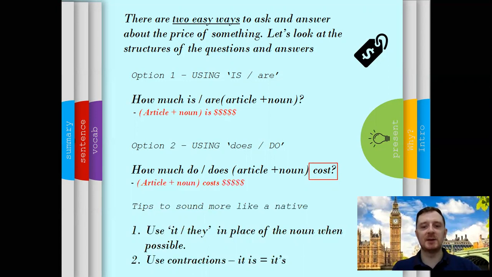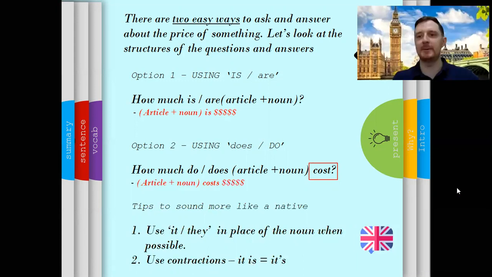Okay, and the second tip is to use a contraction when you can. So of course we have two words, it is, and we'll put them together, it's. Okay, now let's go to the next slide here, which is our vocabulary slide. I'll just move the video up here.